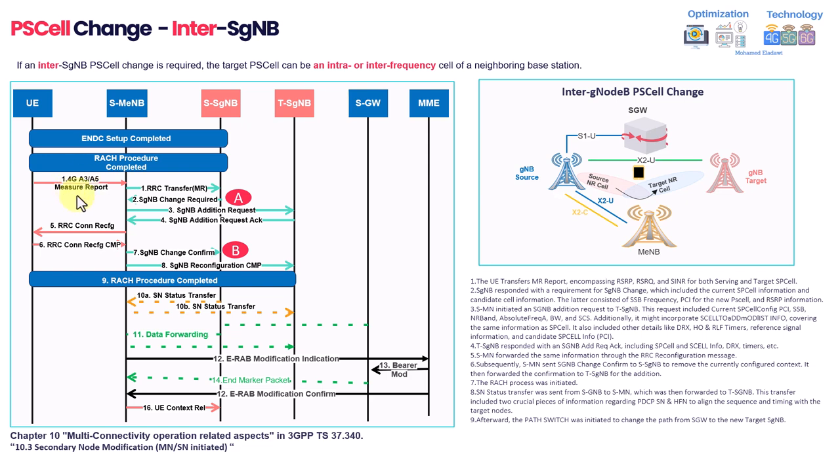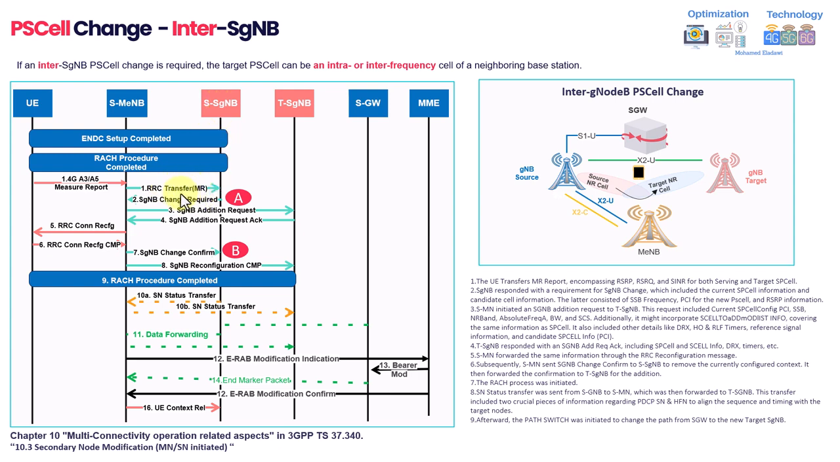Then the user will send a measurement report, telling the master node that it achieved the threshold, so it would like to do a handover. The master node will forward this exact same information to the secondary node. You'll find it under the RRC transfer as well, which includes the measurement report information from the secondary node to the serving SG node B.